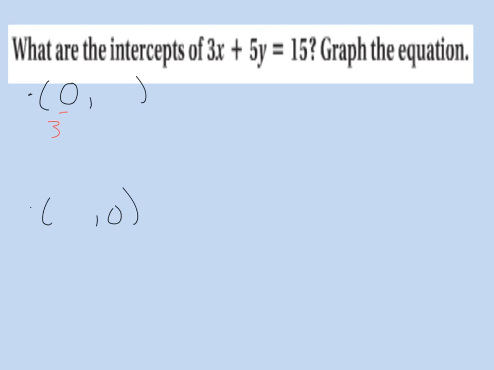So it would be 3 times 0 plus 5y is equal to 15. My x's cancel out, so I have 5y is equal to 15, and divide by 5. y is equal to 3 right here, so I'm going to write that. Pause the video and attempt the next intercept by yourself.